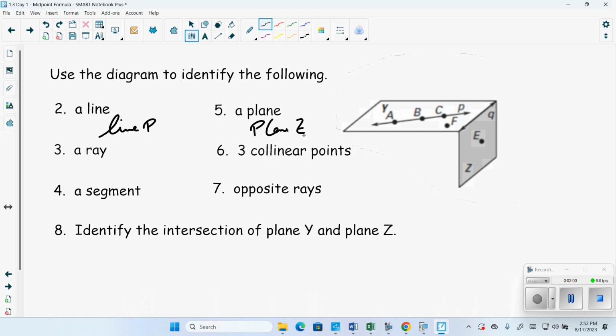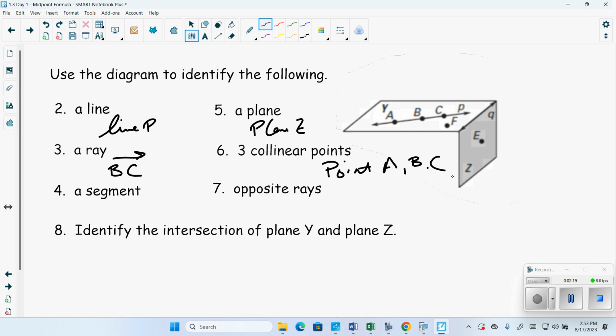A ray. In the picture, we're talking about a ray. We can start at any point as long as it goes in one direction completely. So I could do ray BC. Collinear. Not a lot of answers on this one. The only ones that are collinear are A, B, and C.